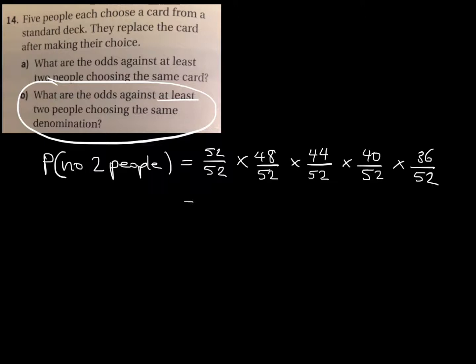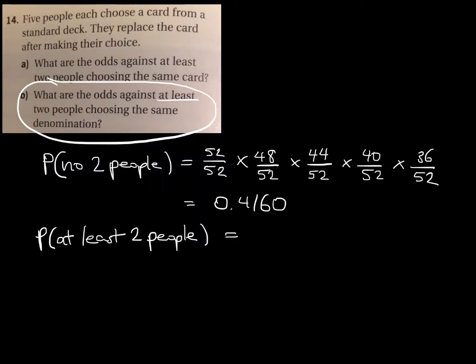We crunch the numbers there, so you multiply the numerators, you divide it by the product of the denominators there, you're going to get 0.4160. So the probability of at least two people choosing the same denomination is just the complement, so it's 1 minus 0.4160, and that'll be 0.5840.